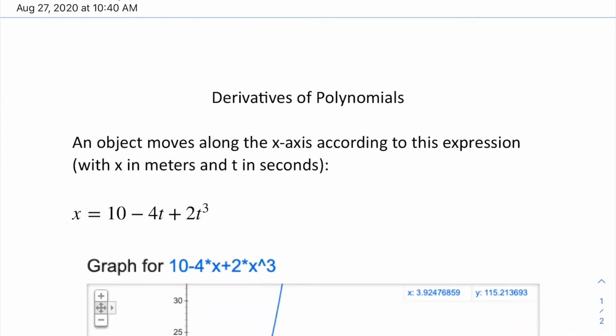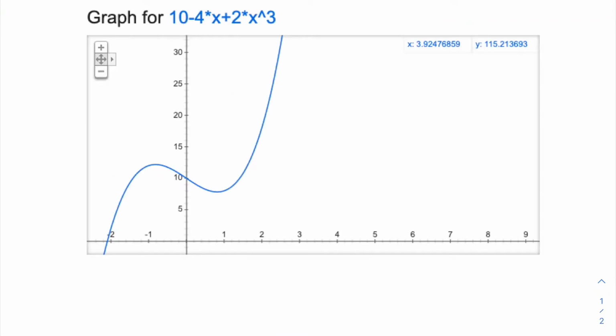We have a problem here. It says an object moves along the x-axis according to this expression with x in meters and t in seconds. So we have x equals 10 minus 4t plus 2t cubed. So this is telling us the position of this object at given times t. I went to Google, I typed in the equation, and this is the graph that we have for this.